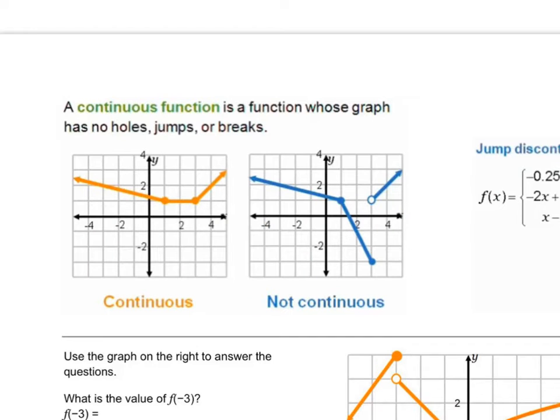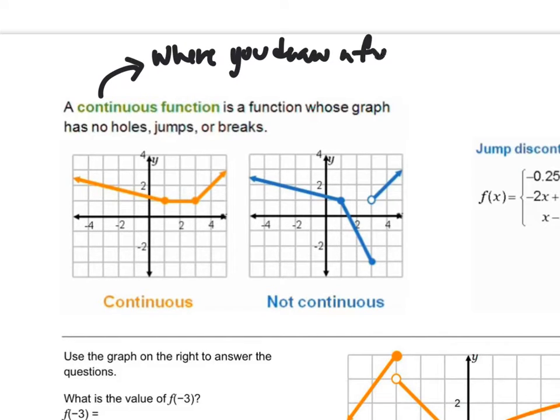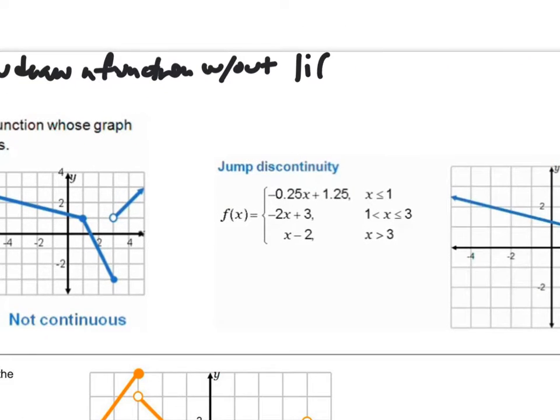Okay, the next thing we need to talk about is a continuous function. We've talked about this a little bit, but it really means a lot when we start talking about piecewise functions. A continuous function is a function whose graph has no holes, jumps, or breaks. Basically, and I think we've written this down before, a continuous function is a function where you draw it without lifting the pencil. Remember this?